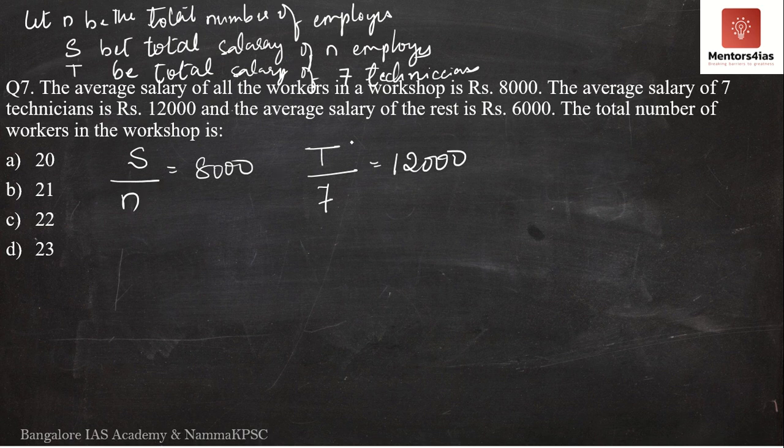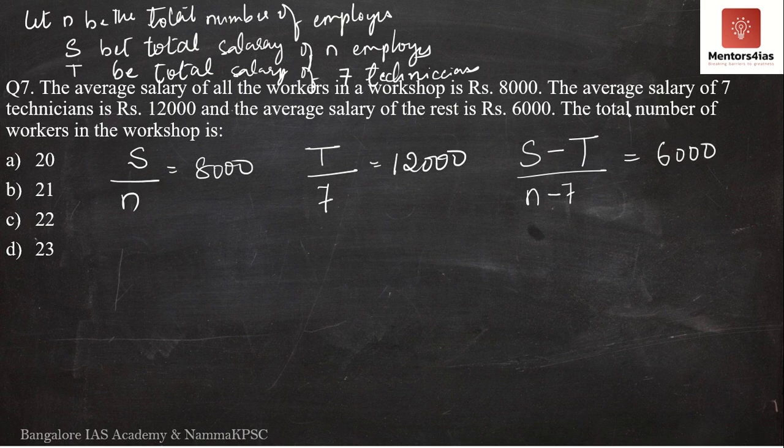So if you want the total salary of the non-technicians, how can you get it? It is nothing but you have to subtract the total salary of the technicians from the total salary of all the employees. That is nothing but S minus T. In order to get the average of the rest of the employees, we have to take the number of non-technicians. How do we get the number of non-technicians? Nothing but total number of workers minus 7, that is the number of technicians. We'll get the rest of the employees whose average salary is rupees 6,000.